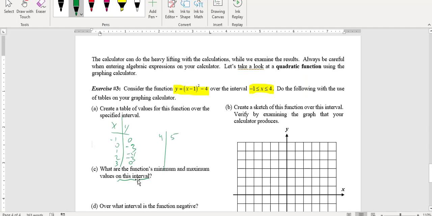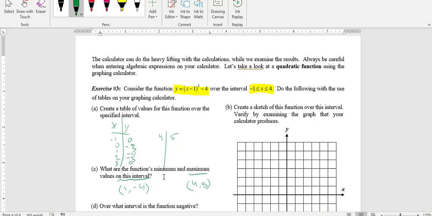So what is the maximum value on this interval? Well, the highest y value I see is 5. So the max occurs at 4, 5. And the minimum that I see, the lowest value that I see here, occurs at 1, negative 4. Okay?